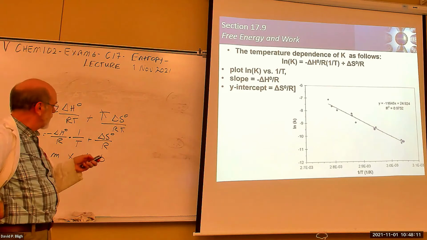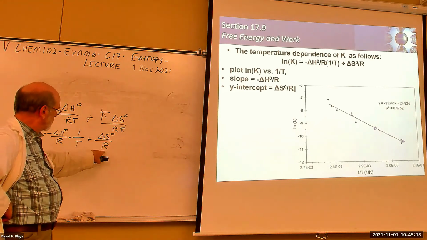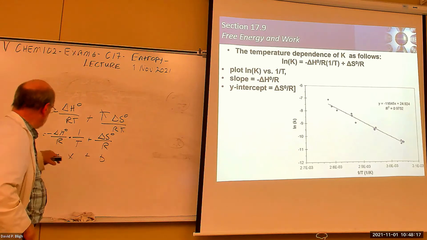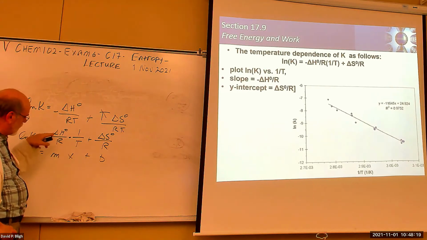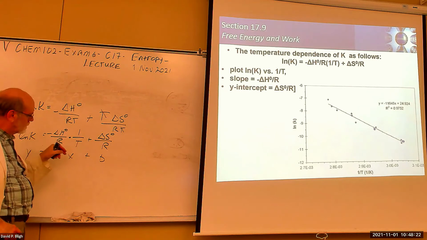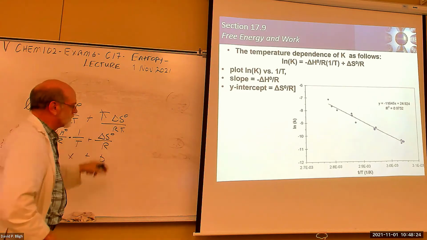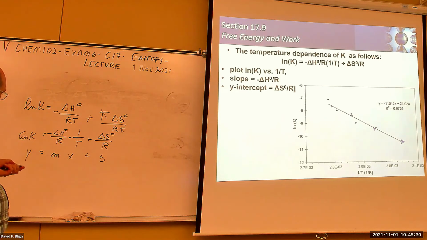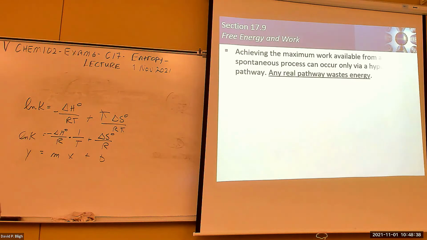And if you find the intercept, then you take that value and you multiply it by R. I should have said multiply. You multiply this value by R, and that cancels R. Multiply this one by R, and that cancels. And you can determine two things: the delta H0 for that reaction and the delta S0 for that reaction. That's the whole point of that exercise.